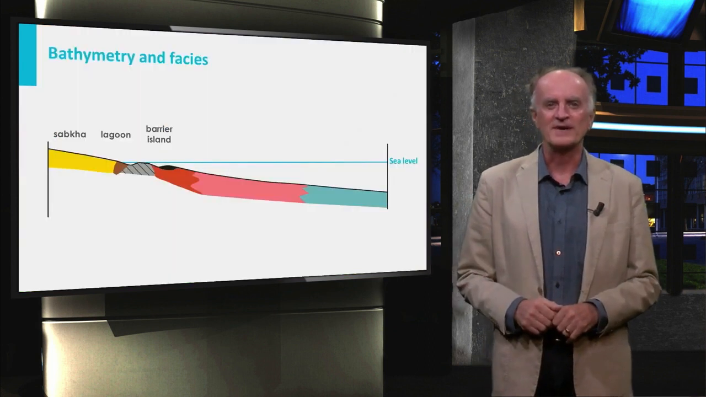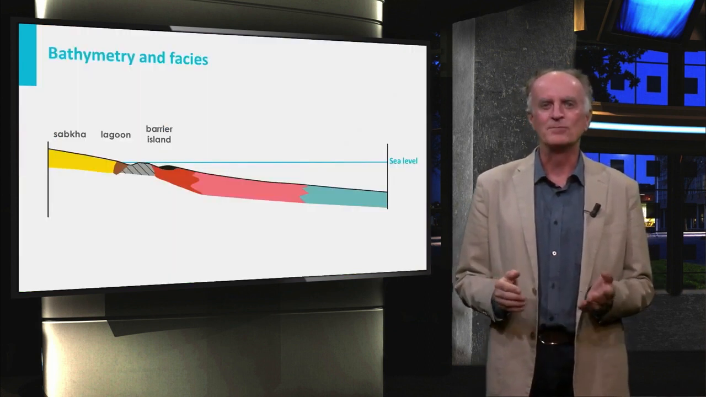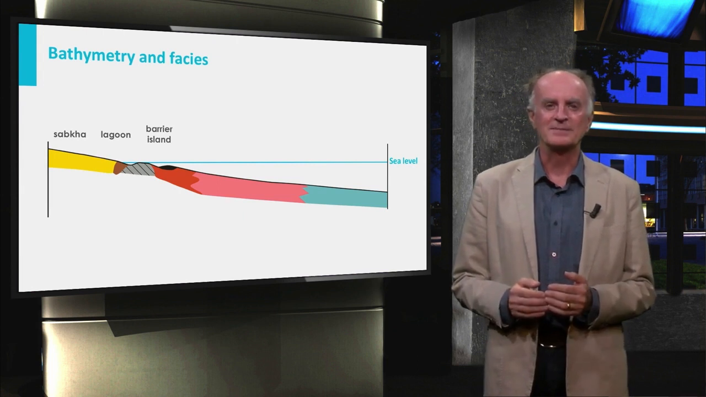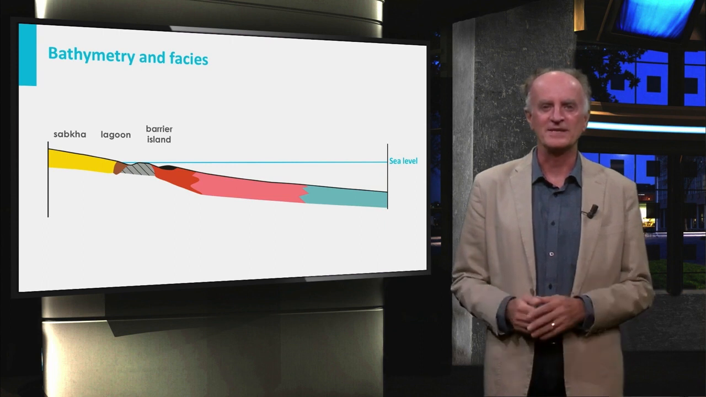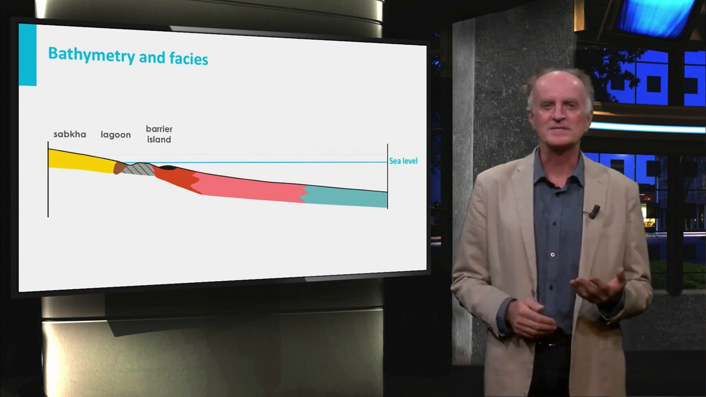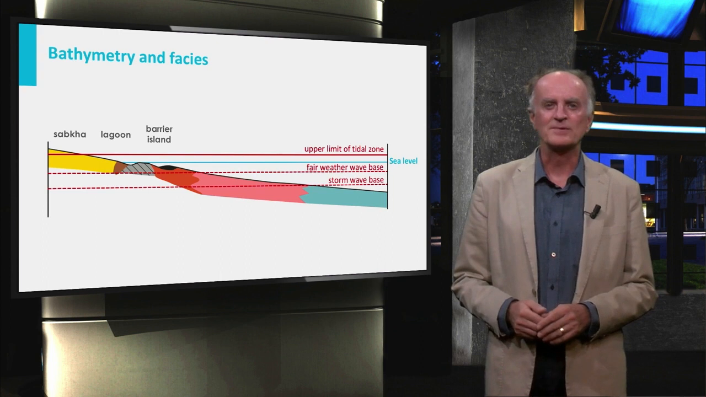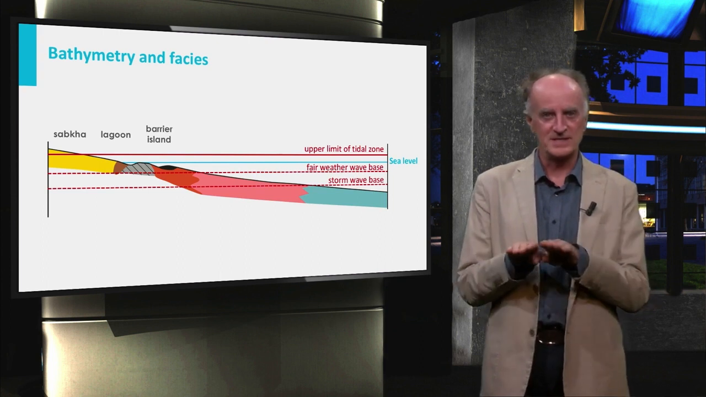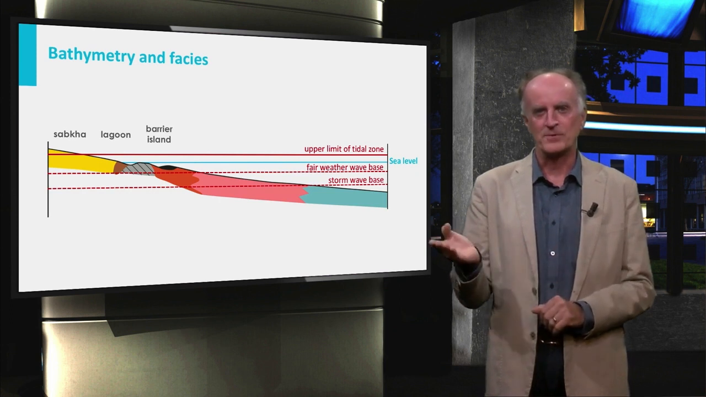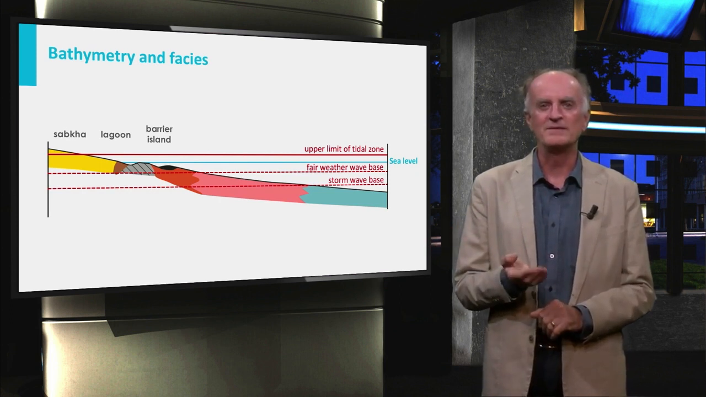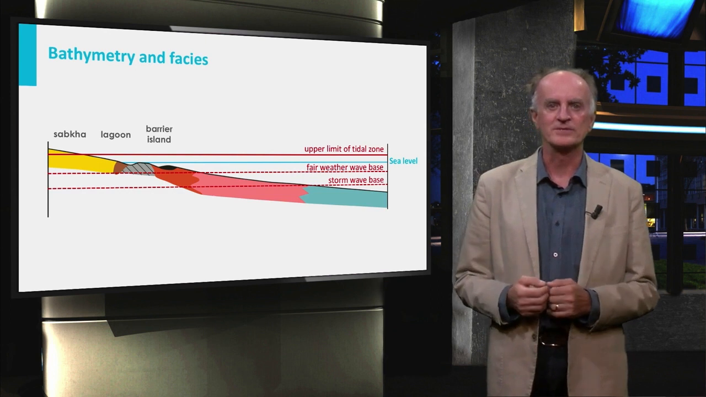Along the schematic profile across a carbonate ramp, you can see what kind of sedimentary processes occur at the different depths and the associated sedimentary facies. A first important boundary is that one reached by normal tides. This forms the upper limit of the tidal zone. A second important boundary is the base of waves during normal weather conditions.